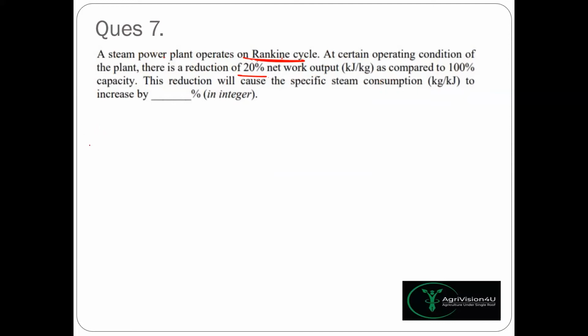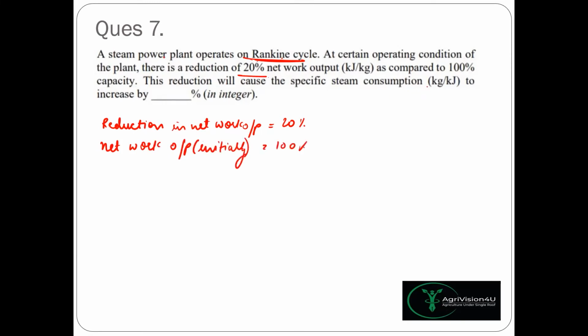Take it. Now, first we'll talk about the reduction in net work output, right? And then we'll compare it by 100% capacity. Okay. So the reduction is 20%. So I'll be writing reduction in net work output is equals to 20%. Let's just suppose our initial net work output was, initially, 100%. It's already given, right?